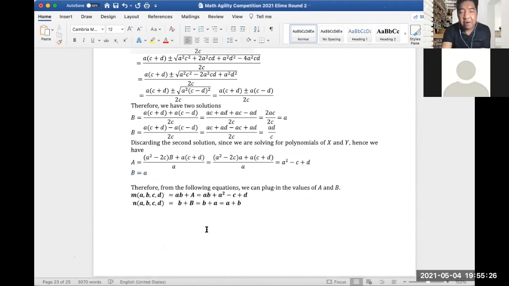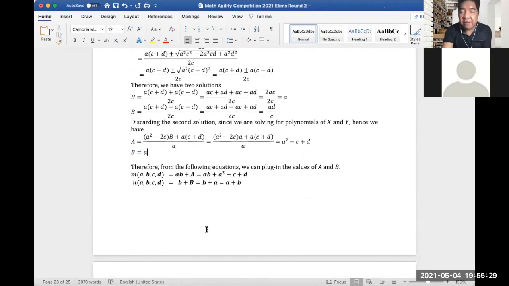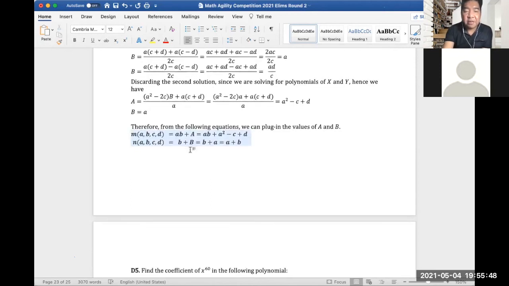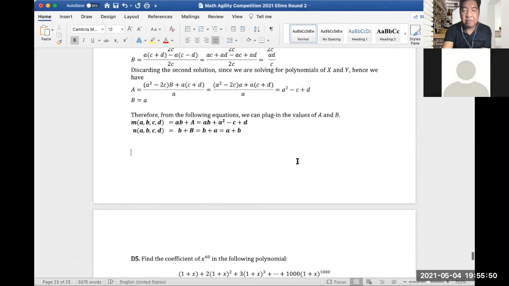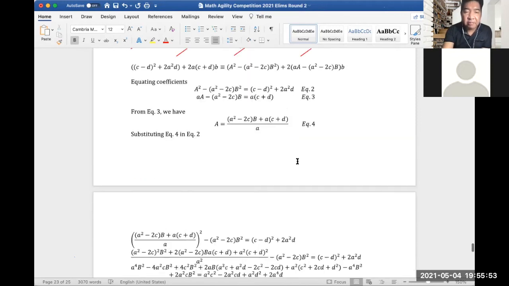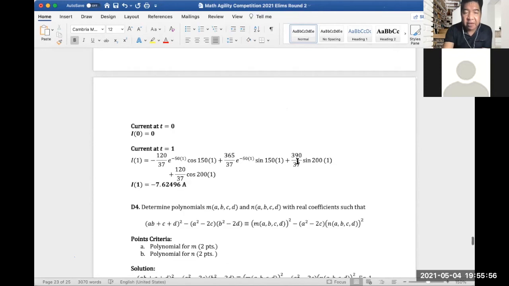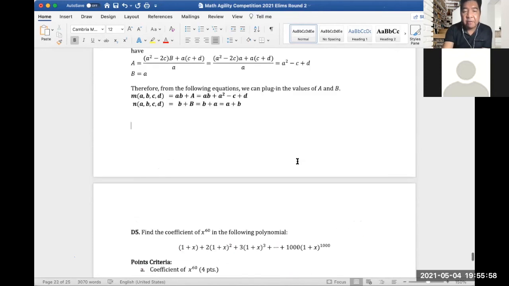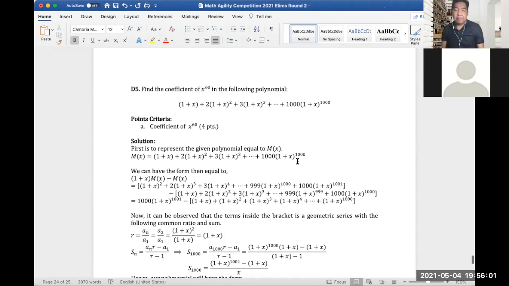So therefore, from the following equations, we can plug in the values of a and b. So ab plus a, that is ab plus a squared minus c plus d. And then for a, b, c, d, it is b plus capital B, which is b plus a, or also equal to a plus b. So that's our answer for difficult problem number 4. That is 4 points, right? Yes, if you answer this, you got 4 points for this. So let's go to question number 5.